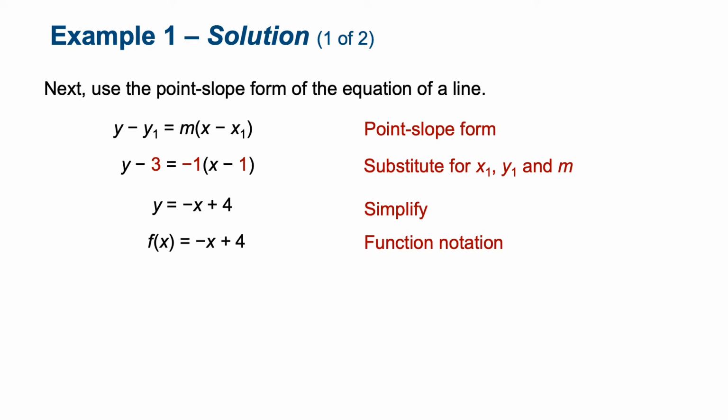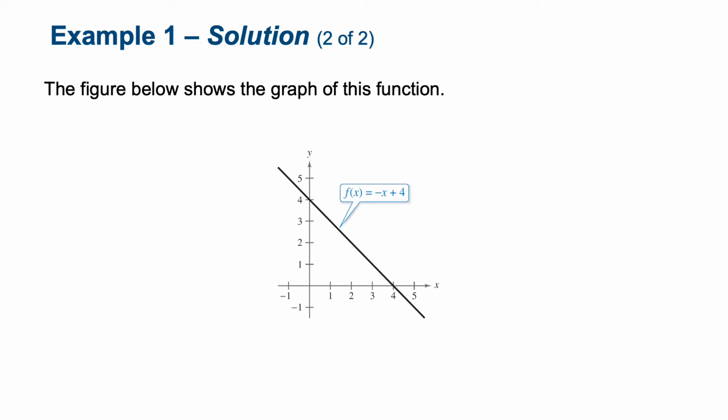Okay, so we can rewrite this in function notation. So when you graph it, it'll look like this, right? The y-intercept is here at 4. You get a slope of negative 1, which is down 1 over 1, down 1 over 1, down 1 over 1, and down 1 over 1.